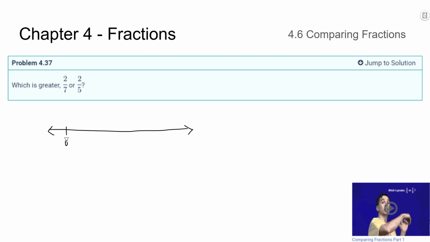So we have 0 and 1 on our number line. And let's say we have split into two, right? Two sections here. In the middle right here is going to be 1/2.